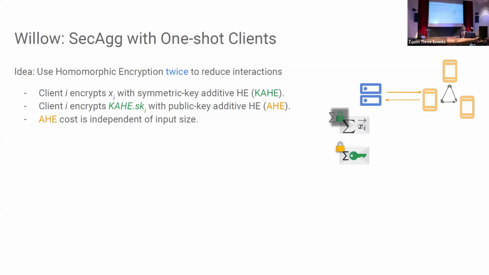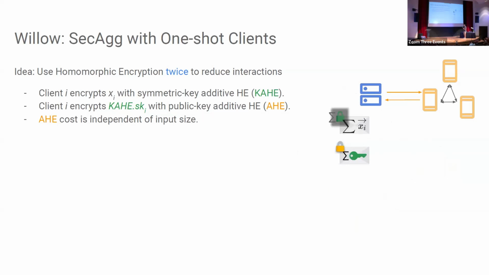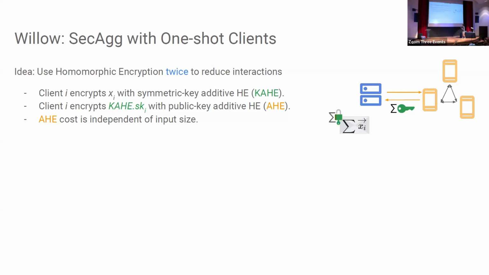So the basic workflow is the following. Once the client goes online, they submit their encrypted input contributions, and the server collects all those contributions and aggregates the ciphertexts. Then the server sends the AHE ciphertext to the committee. The committee helps the server to learn the aggregated KHE secret. Then the server can decrypt with the aggregated KHE secret key and learn the aggregate. So this is the outline of the Willow protocol.